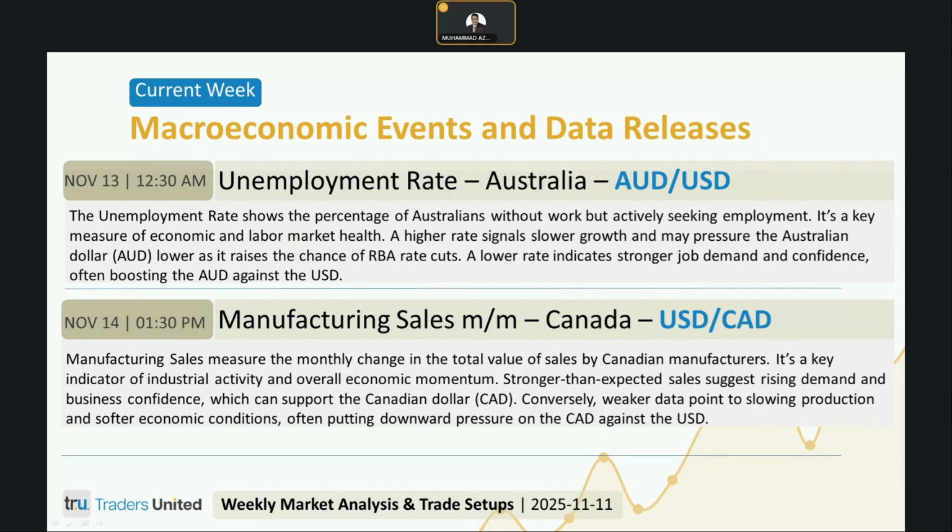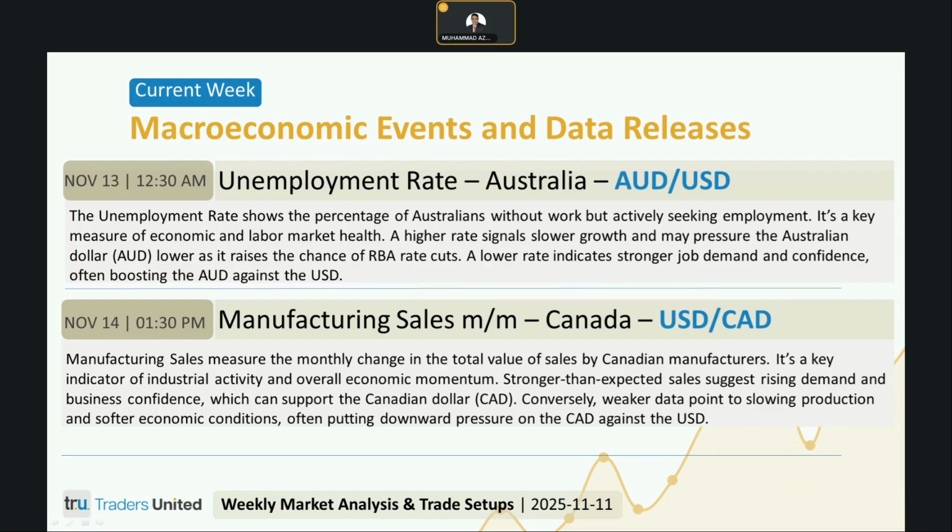What is the manufacturing sales? The manufacturing sales report measures the month to month change in the total value of sales by Canadian manufacturers. It is an important gauge of industrial activity and overall economic momentum. Stronger than expected sales indicate rising demand and business confidence, which typically support the Canadian dollar. Conversely, weaker sales suggest slowing production and softer economic conditions, often putting downward pressure on the CAD against the United States dollar.